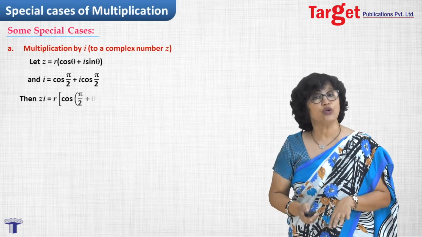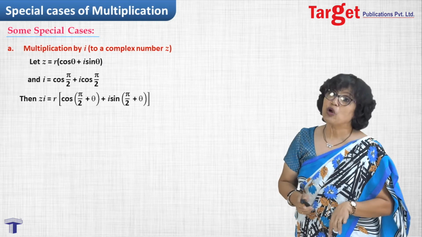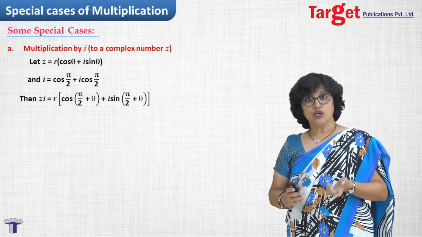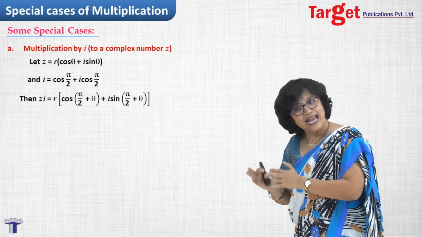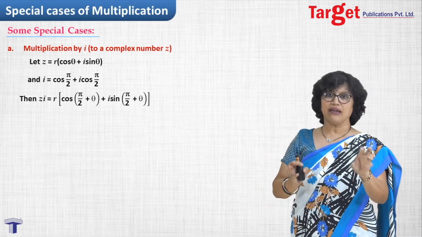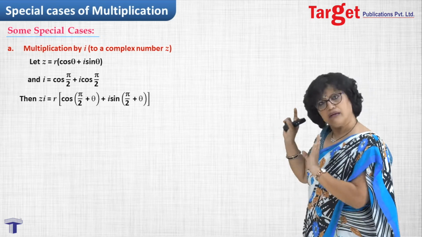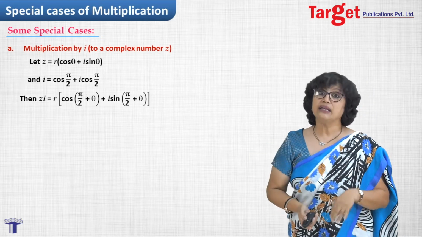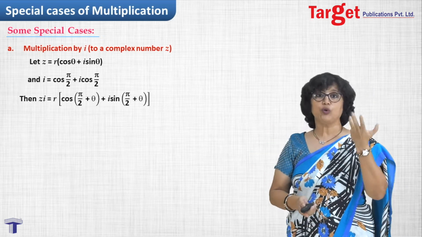When I multiply z by i, what will happen? Now, since the modulus of i is 1, the modulus of z and the modulus of the product zi will be the same. So, r comes as the modulus. And now, the argument will become pi by 2 plus theta.